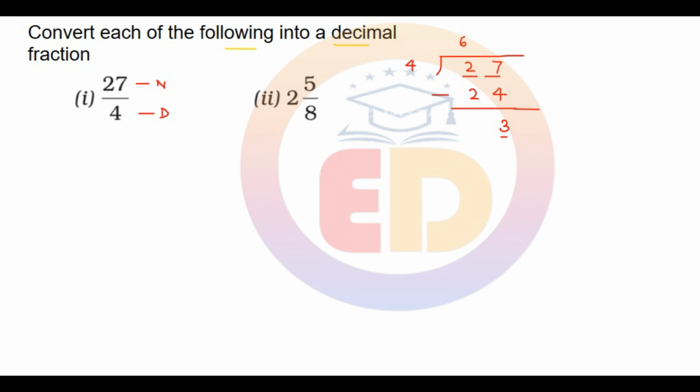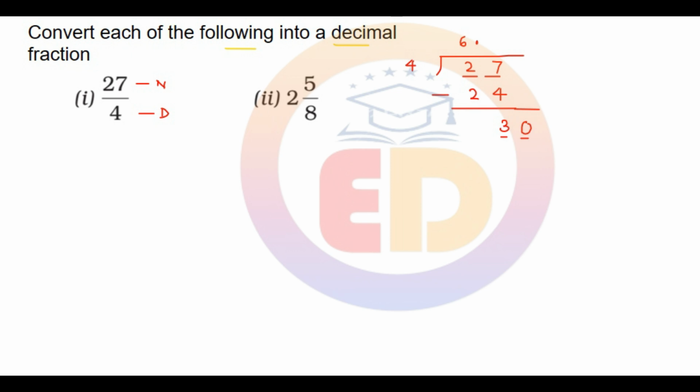And how to increase the 3? We can increase any number only by adding 0 on the right side. Now, the rule of adding the 0 is we have to add a decimal point after 6, and when we add a decimal point after 6, then we can place a 0 here. Now my number becomes 30.